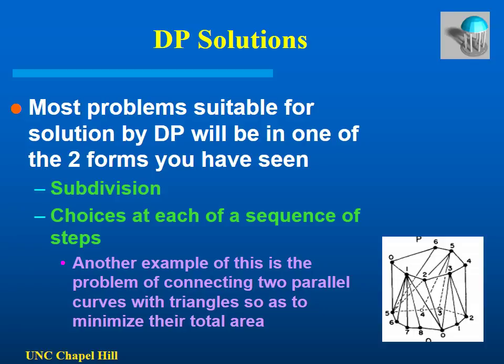Notice that the total number of stages is going to be the total number of line segments around the top polygon plus the total number of line segments around the bottom polygon, because at each stage we move along exactly one of those.